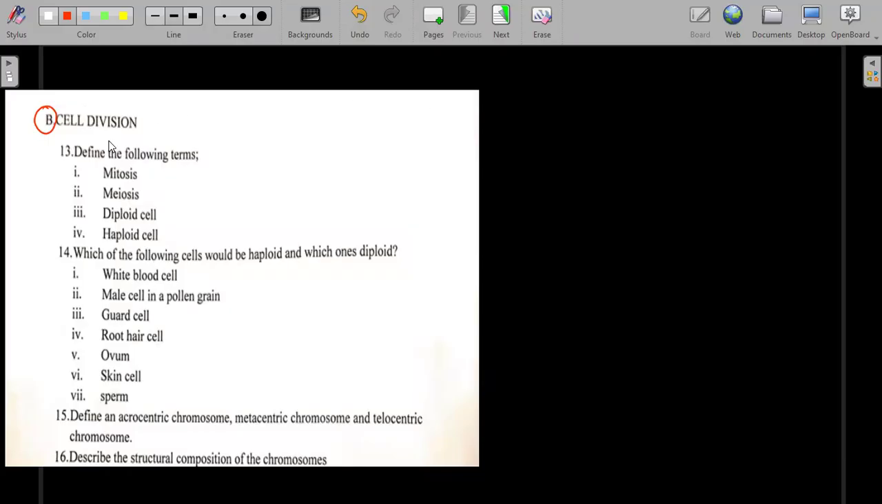Okay, so now let's do our part B, and we start with question 13 there. Question 13 says define the following terms. Then we have the first part. So we have to define what mitosis is. Okay. So what is mitosis?